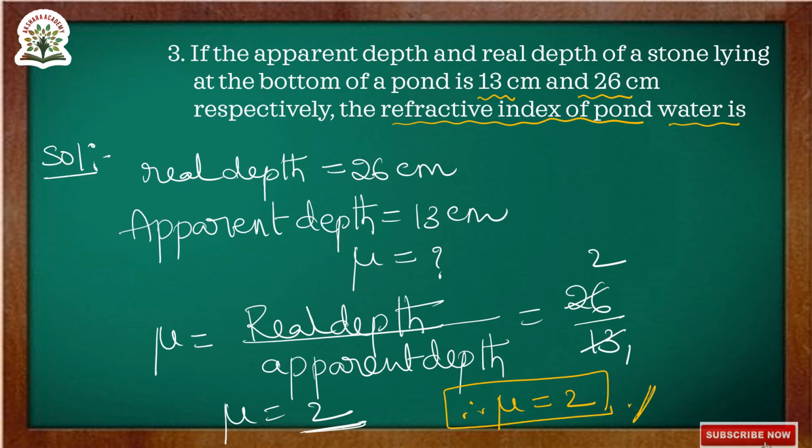They gave real depth 26 centimeters and apparent depth 13 centimeters. Mu we have to calculate. Mu is equal to real depth by apparent depth. Substituting values, 26 by 13. 13 ones are 13, 13 twos are 26. So mu is equal to 2. Okay, next we will go to the next question.